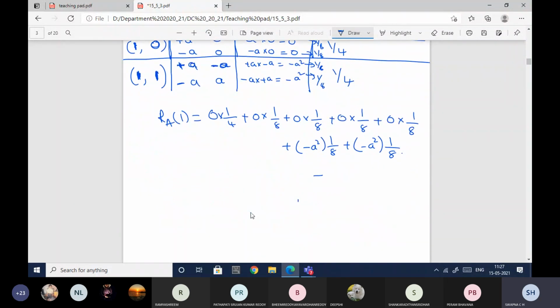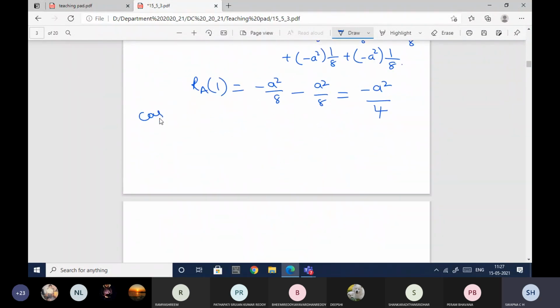Let's simplify it. RA of 1 will be equal to, anyway, this is 0, this is 0, this is 0, this is 0, this is 0. I will be left with minus a square by 8 minus a square by 8. So this will be equal to minus a square by 4. Okay, this is for RA of 1. Okay, next.